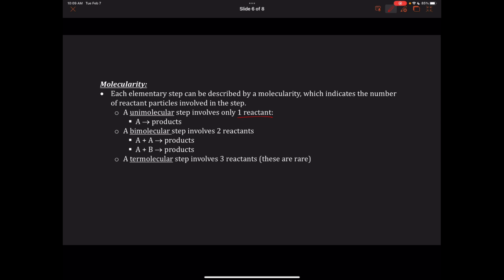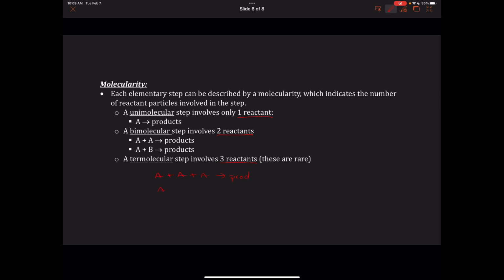A bimolecular reaction or step involves two reactants. So we have two possibilities. It could be A interacting with A, so two of the same substance colliding to produce products, or it could be two different substances, so A plus B producing products. And then finally, we could describe a step as being termolecular. That would involve three reactants. These are going to be rare, but it could be an example of A plus A plus A producing products.